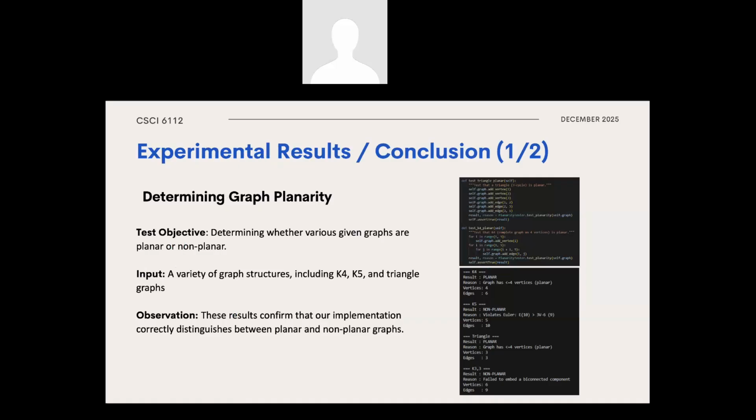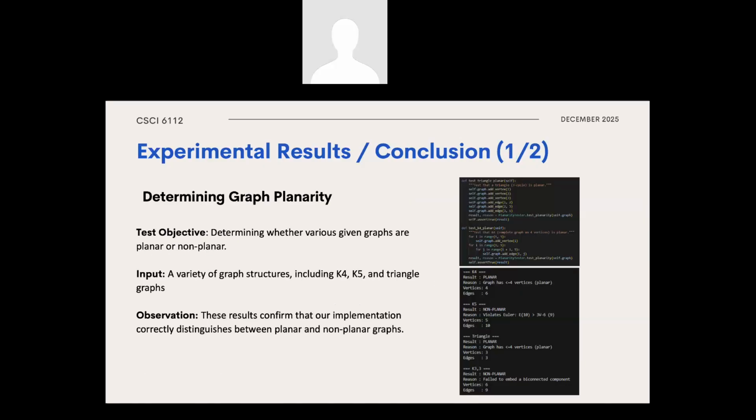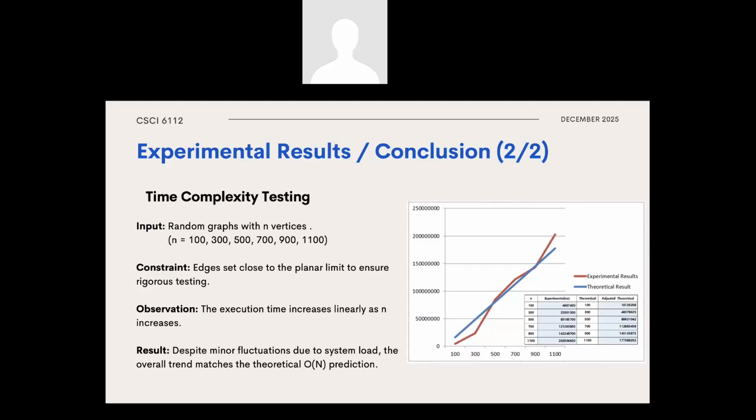Next is the experimental results and conclusion. First, we tested whether the algorithm can accurately determine the planarity of the graph. Our goal was to verify whether the algorithm distinguishes between planar and non-planar graphs. As shown in the bottom right part of the slide, the algorithm worked as expected and produced correct results. Next slide, please.